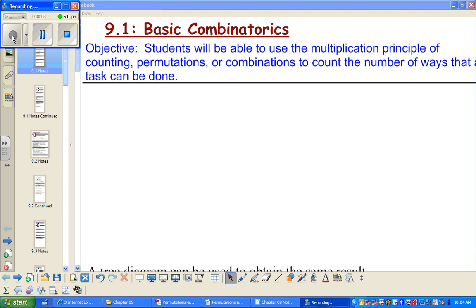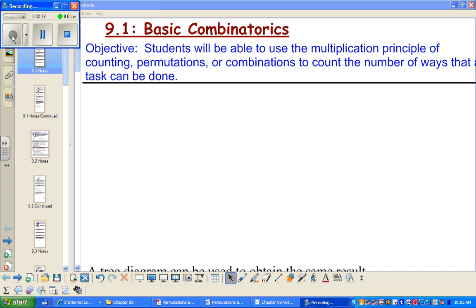This is a Precalculus lesson 9.1 on basic combinatorics. Hopefully by the end of this lesson you'll be able to use the multiplication principle of counting, permutations, or combinations to count the number of ways that a task can be done.